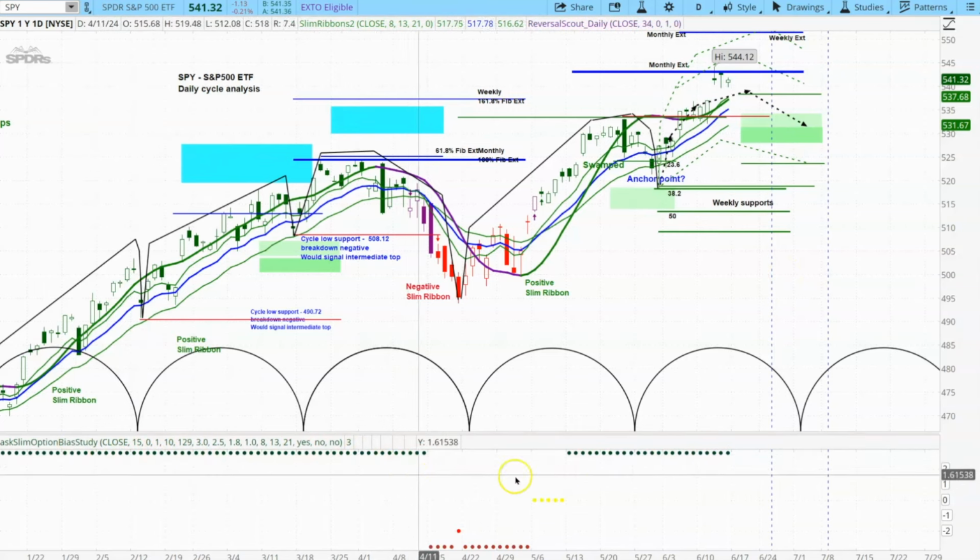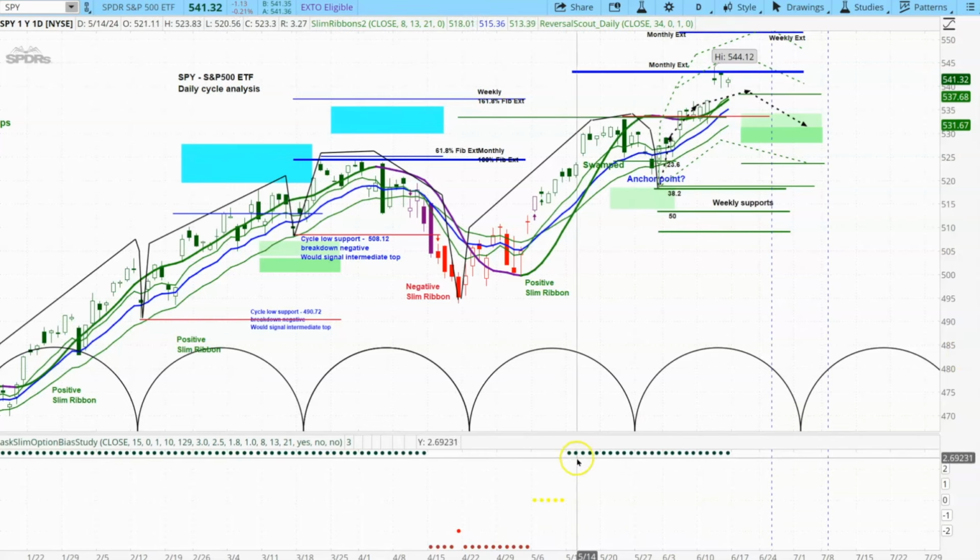This was developed for option traders to be able to maneuver their position so that they don't get on the wrong side. Option traders tend to like to fade the market, get into bad positions, and then roll option trades that keep getting bad. And we wanted to develop an indicator that helped you not do that, that helped you stay on the right side of the market. And you can see this option bias study is that.